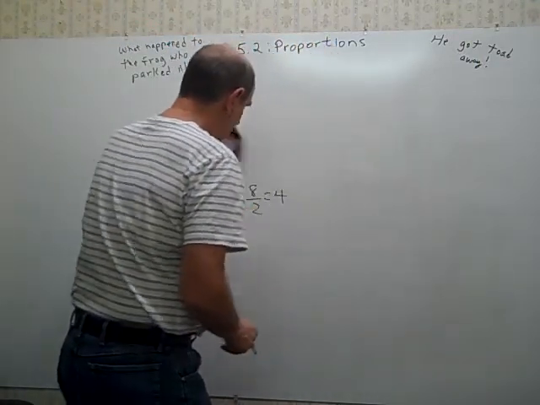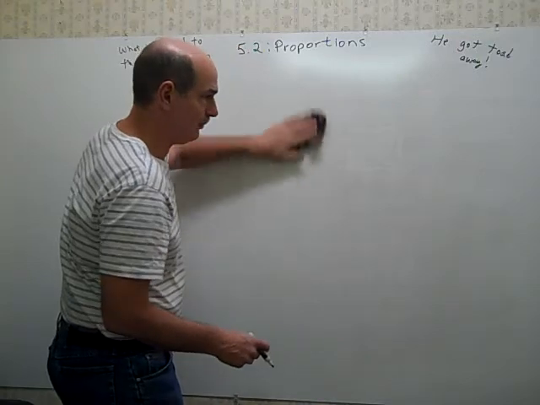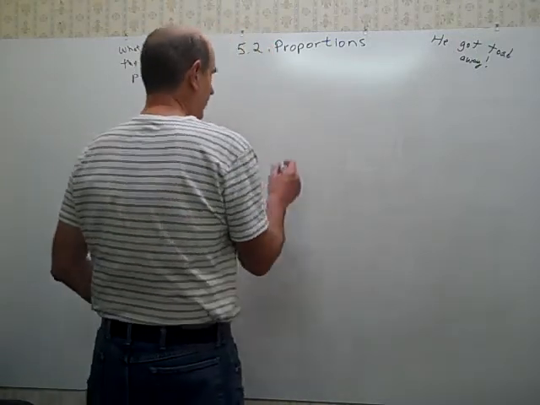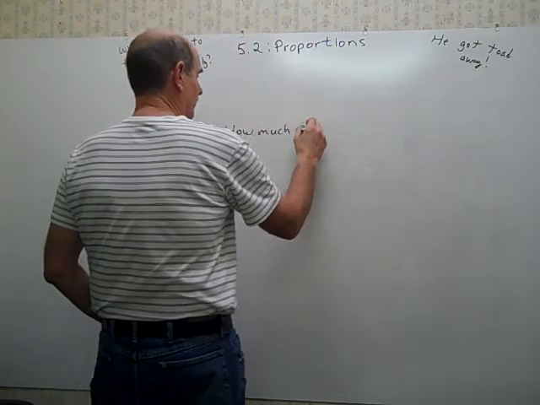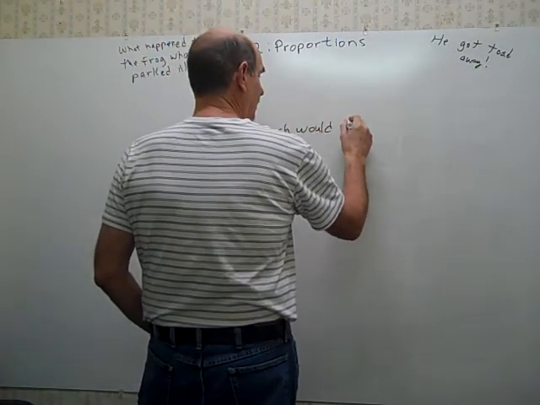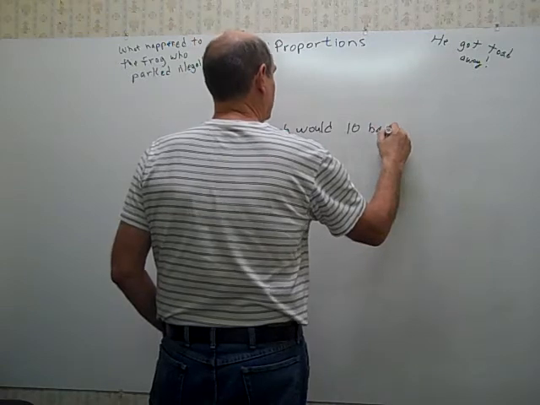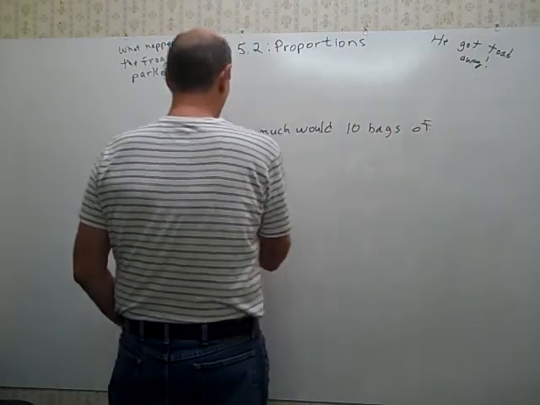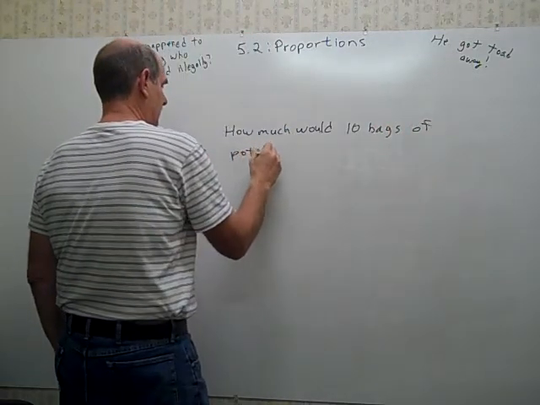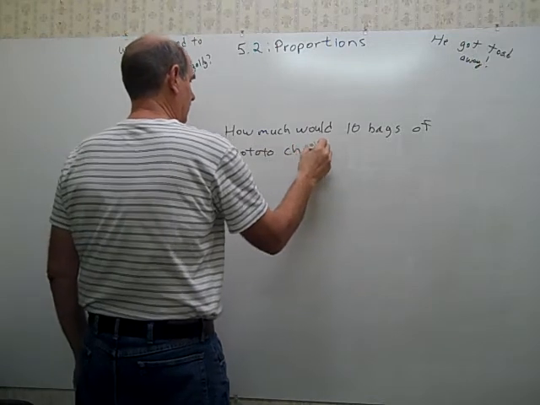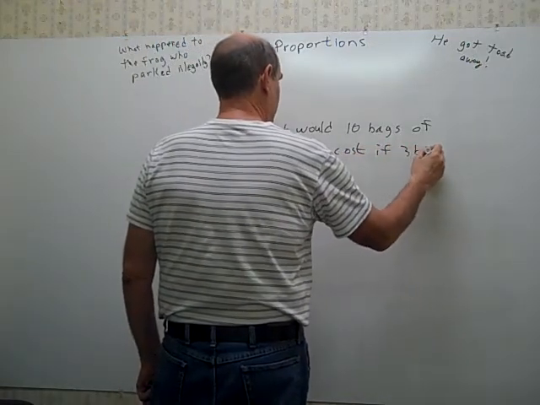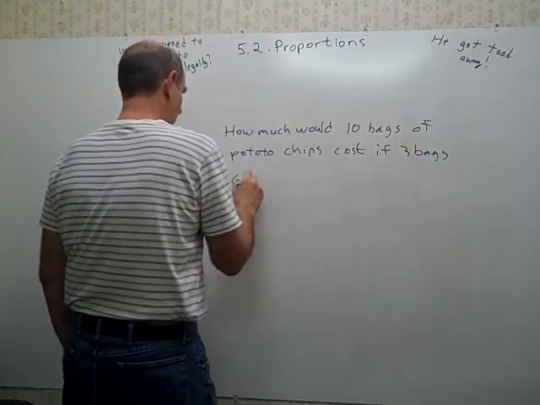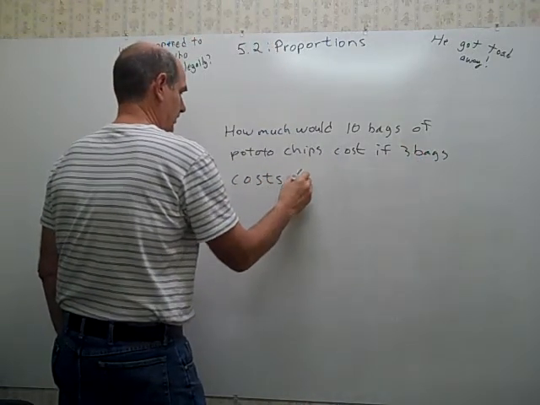Now I want to show you an application. I'm going to work through problem number 13 on page 109, which says how much would 10 bags of potato chips cost if 3 bags cost $6.25.